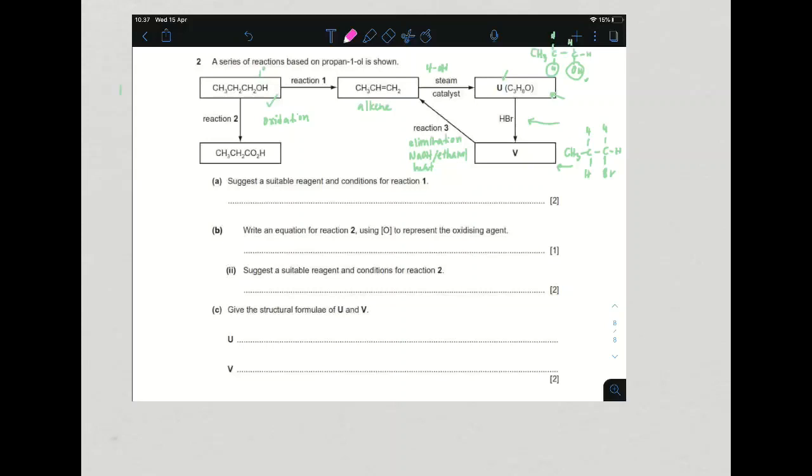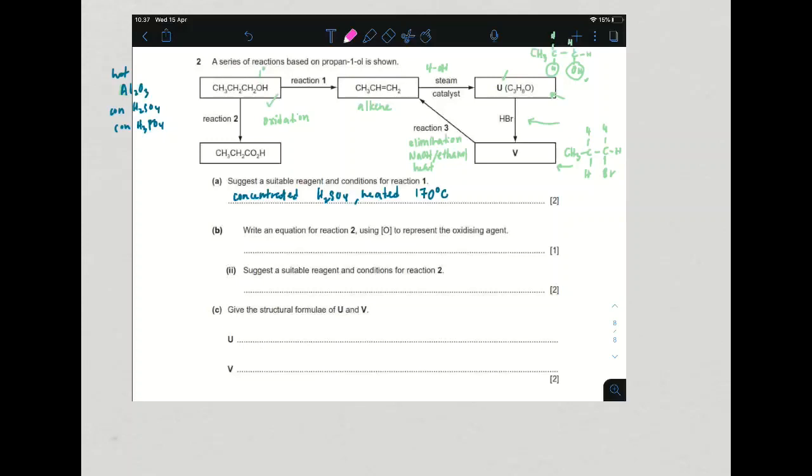So one is going to be Al2O3. Okay, it must be hot. Or you can actually use concentrated sulfuric acid, or you can use concentrated phosphoric acid. So all of these must be heated. So, suggest a suitable reagent and condition. I'll just put concentrated sulfuric acid and then heated. Maybe I'll just give you heated under 170 degrees Celsius.